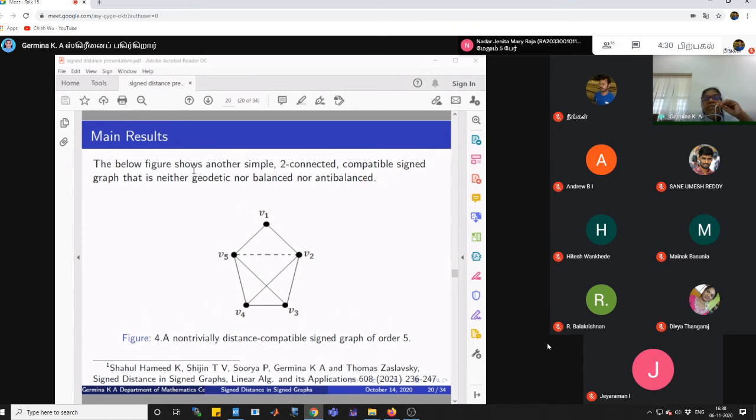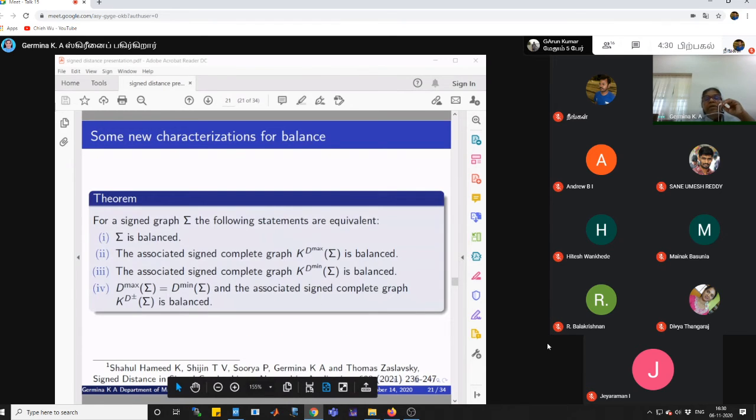Another figure is given here, which is a simple, connected, compactable signed graph that is neither geodetic nor balanced nor anti-balanced. Okay, so this is a non-trivial distance compactable signed graph of order 5. So naturally, when we define a new concept, we always look for the characterization of balance.